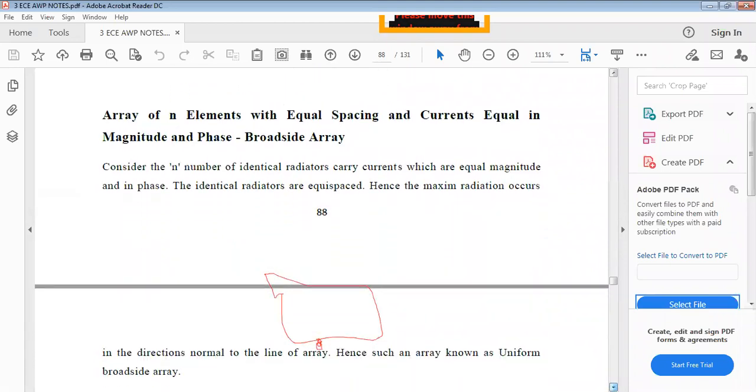See here, hence the maximum radiation in the direction of normal. Normal means perpendicular to the line of array. Hence such an array is known as a uniform broadside array. Understand? If the radiation occurs perpendicular to the axis of the array, then it is said to be a broadside array. Here we consider n elements, all equally spaced and equally excited. That is the point here.